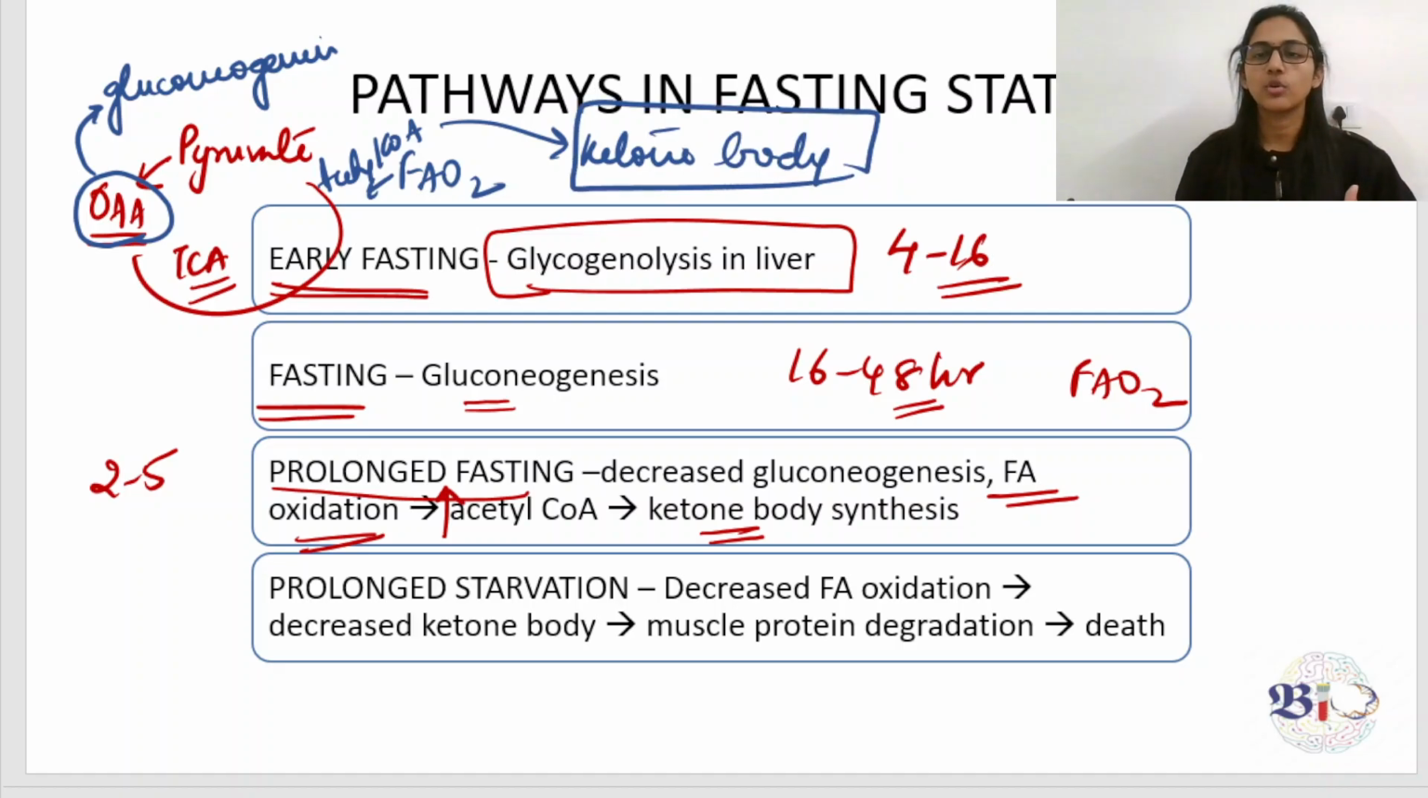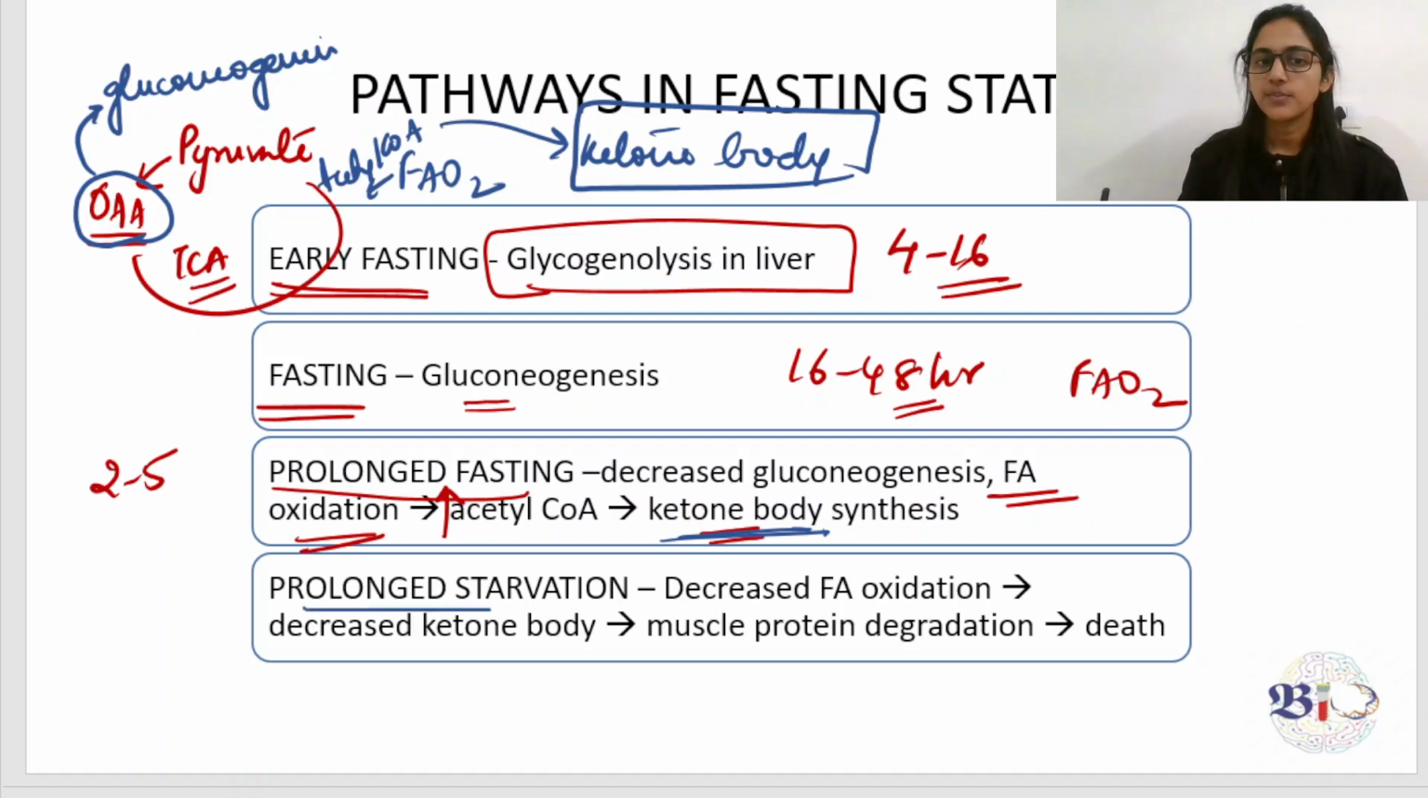Because of excess gluconeogenesis, the acetyl-CoA formed from fatty acid oxidation cannot enter the TCA cycle because of the lack of oxaloacetate, which has been used up in the gluconeogenesis pathway. Alright, so the acetyl-CoA enters into ketone body synthesis. So ketone bodies are synthesized in large amounts in prolonged fasting.